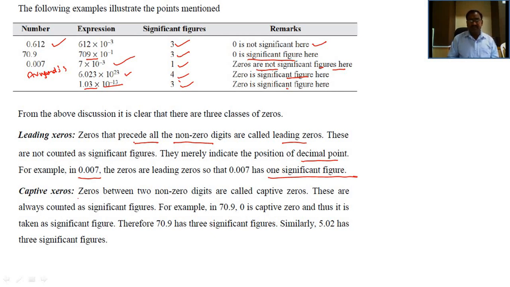Captive zeros. Captive zeros means zeros between two non-zero digits. These are always counted as significant figures. For example, in 70.9, 0 is the captive zero and thus it is taken as significant. Therefore, 70.9 has 3 significant figures. Similarly, 5.02 has 3 significant figures.